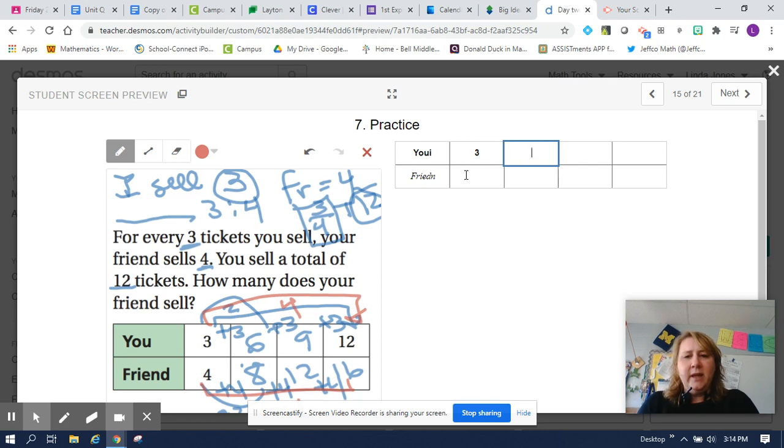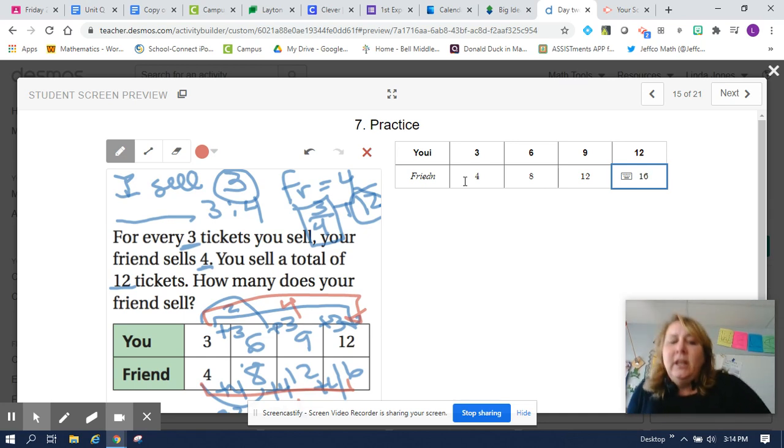3, 6, 9, 12. So I added 3 each time. If I add 3, I have to stick with my ratio and add 4 on the bottom. If I'm adding, I have to add the ratio amount. If I'm multiplying, they have to multiply exactly the same on the top and the bottom.